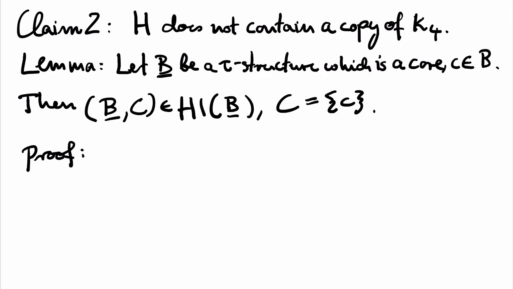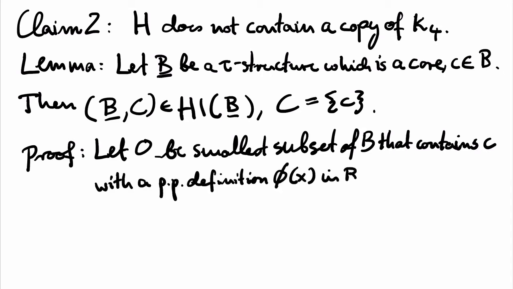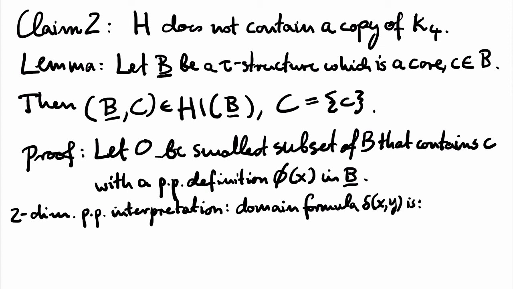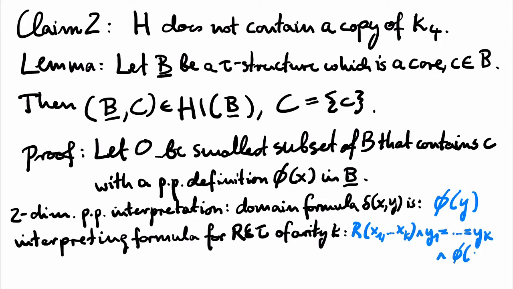In order to prove this, we have to show that this expansion is homomorphically equivalent to a structure A with a primitive positive interpretation in B. Our primitive positive interpretation will be two-dimensional. Let O be the smallest subset of B that contains c and has a primitive positive definition phi in B. The domain formula delta of x, y of our two-dimensional interpretation is phi imposed on y. If R is a relation symbol of arity k from the signature of B, then the interpreting formula for R has arity 2k and is the conjunction of R imposed on x1 up to xk and y1 equals y2 equals and so on equals yk and phi imposed on y1.